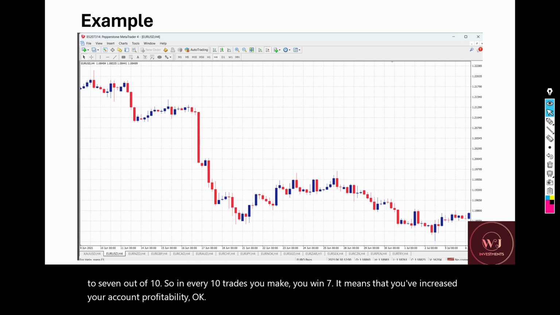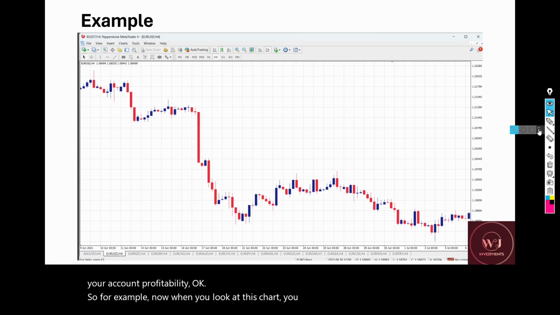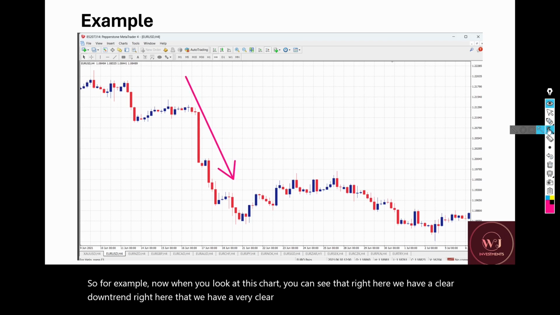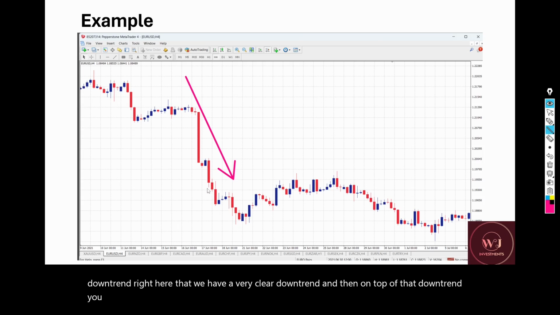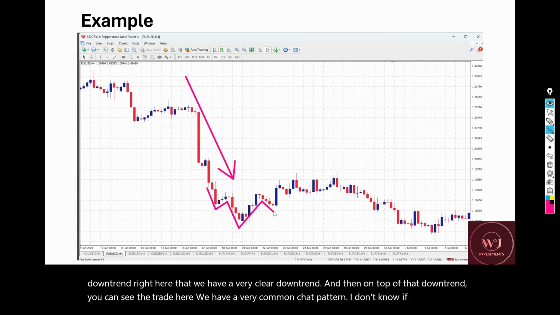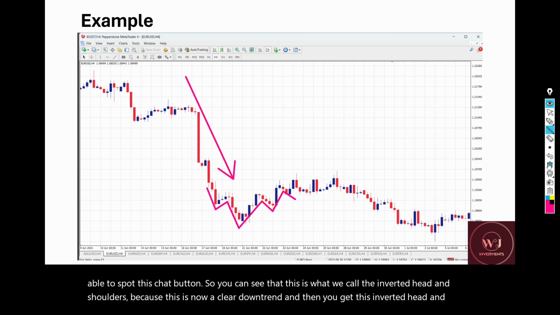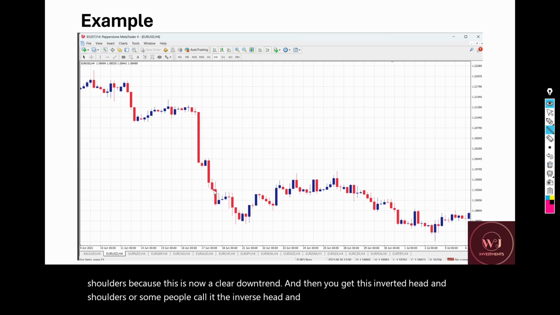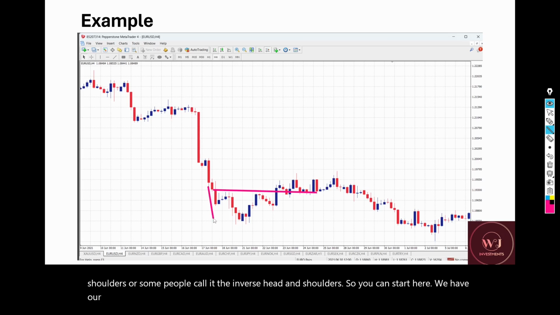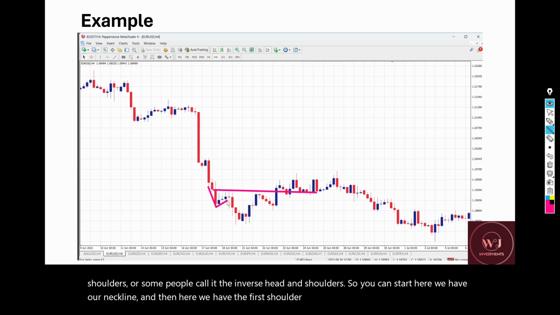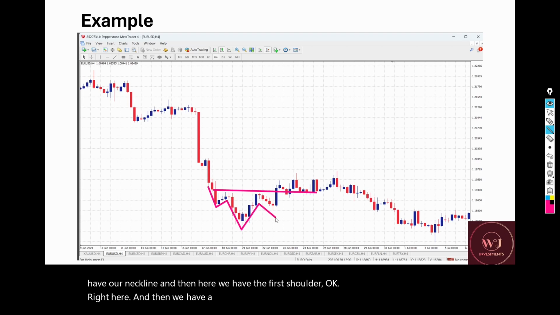For example, when you look at this chart, you can see that right here we have a very clear downtrend. And on top of that downtrend, we have a very common chart pattern. I don't know if you can spot it. This is what we call the inverted head and shoulders, or some people call it the inverse head and shoulders. Here we have our neckline, then the first shoulder, then the head, and then the second shoulder.